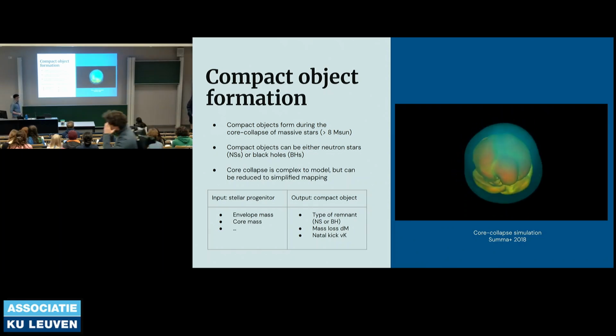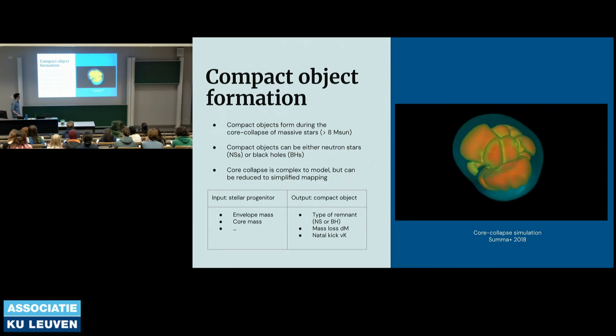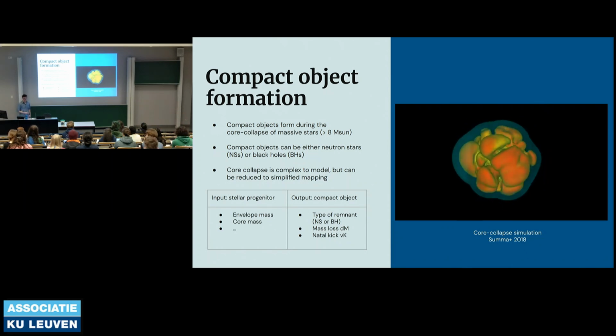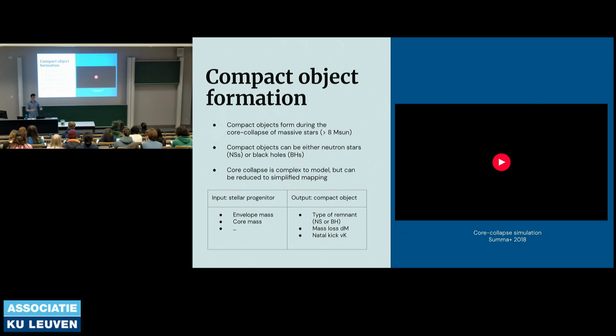But for a lot of purposes, we don't need this level of detail. All we need to know is the input and the output, where the input is something about your stellar progenitor, which might be as simple as what is the core mass, what is the envelope mass. You can go into more detail if you want, but that's sort of the simplest way that we design these models. And the output is the type of remnant you have, whether it's a neutron star or a black hole, the amount of mass loss that forms this remnant, so how much of your original star goes into the remnant, and the natal kick that it gets, which comes from the asymmetries in the ejecta.